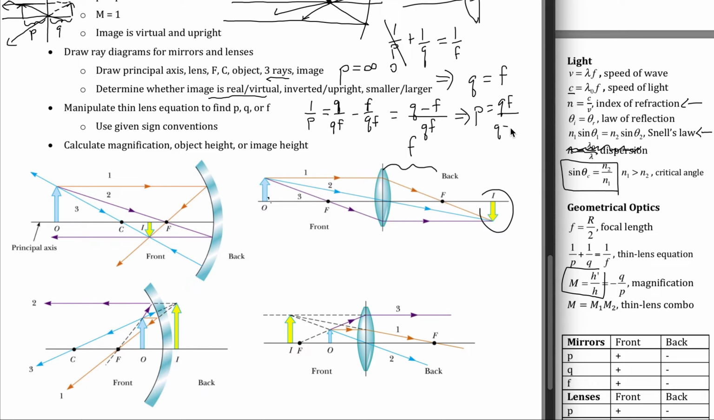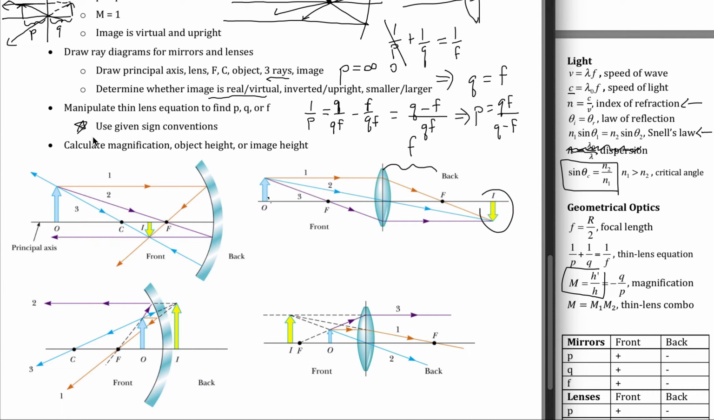I always recommend solving for the variable first and then plugging in the numbers. Otherwise, it's hard to make mistakes with the negatives. Sometimes your focal length might be negative, etc. So that is really a key thing here, is to really pay attention to the sign conventions. I have given you this table to remind you of the important ones.